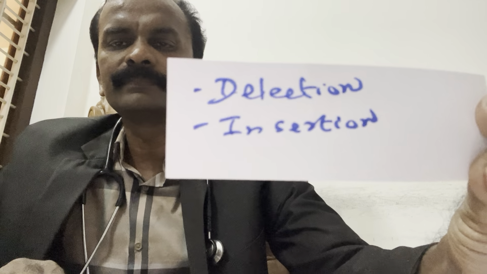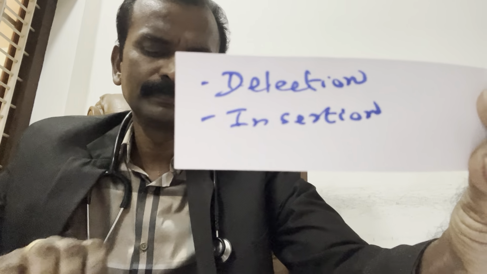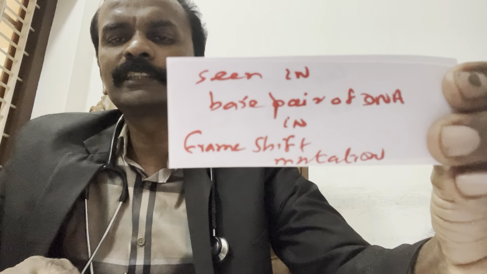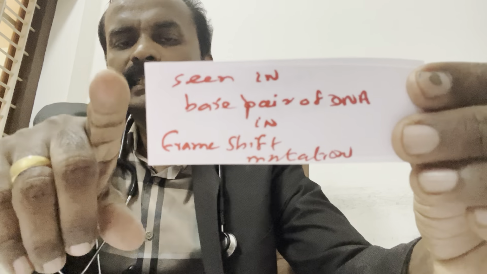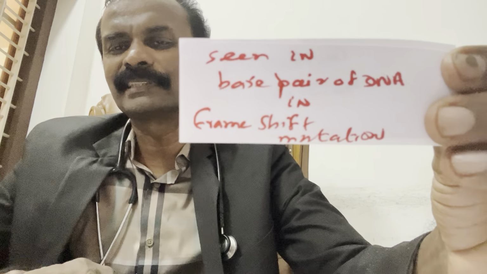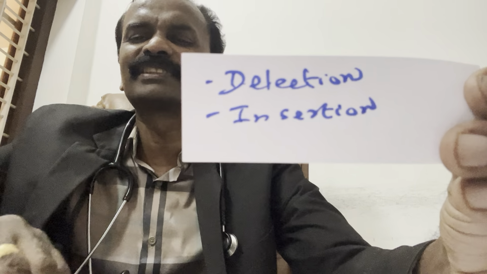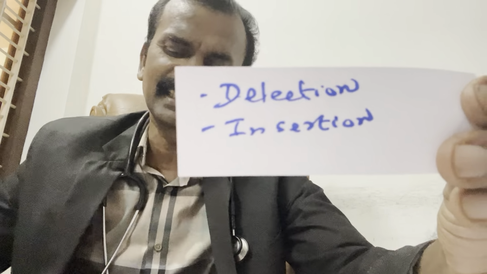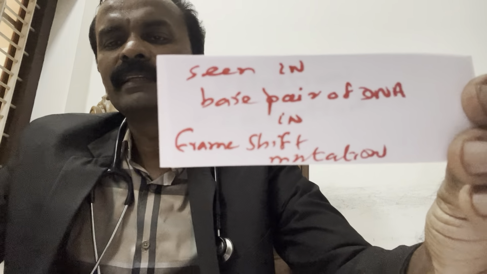Deletion and insertion. Can you tell me the question for deletion, insertion? Seen in base pair of DNA in frame shift mutation. They will give this and they will give 4 choices. That time they will keep either deletion or insertion and make you confused. We should know the question, not the answer. Deletion, insertion. What is the question? Seen in base pair of DNA in frame shift mutation.